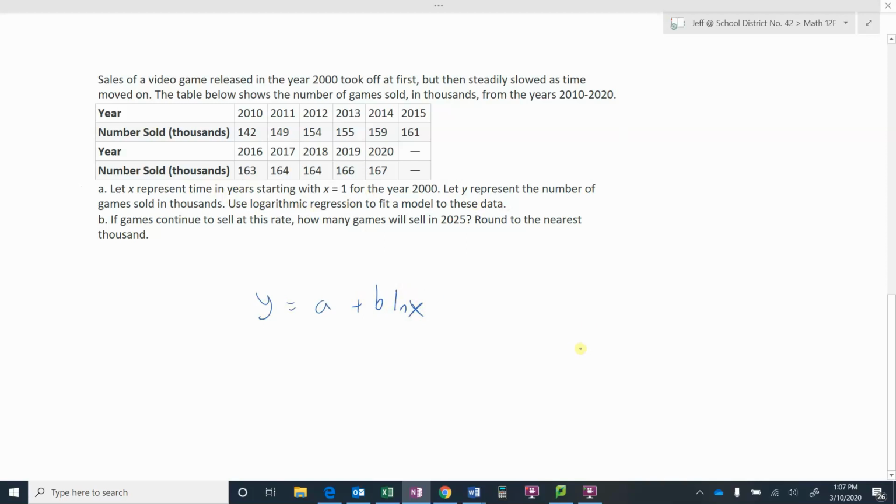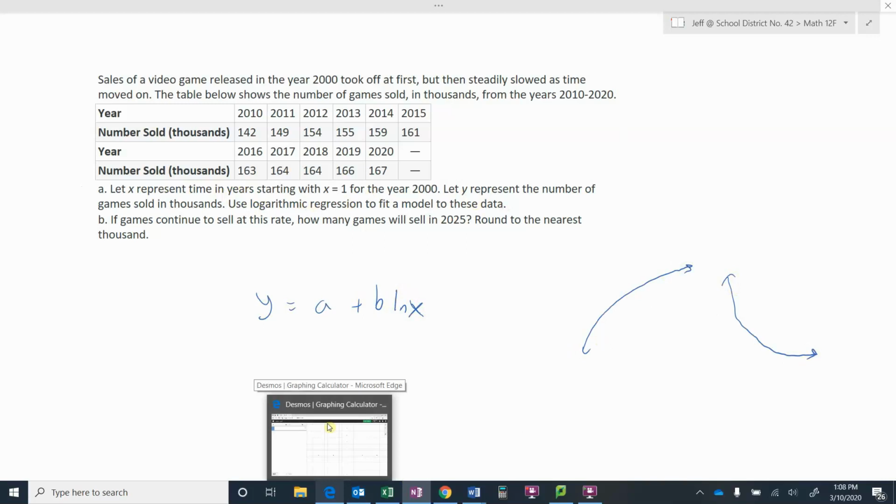Remember, logarithmic data should look something like this, or it could look something like this. So we're looking for data that has that kind of a picture to it. Let's put this in Desmos and see what we get.